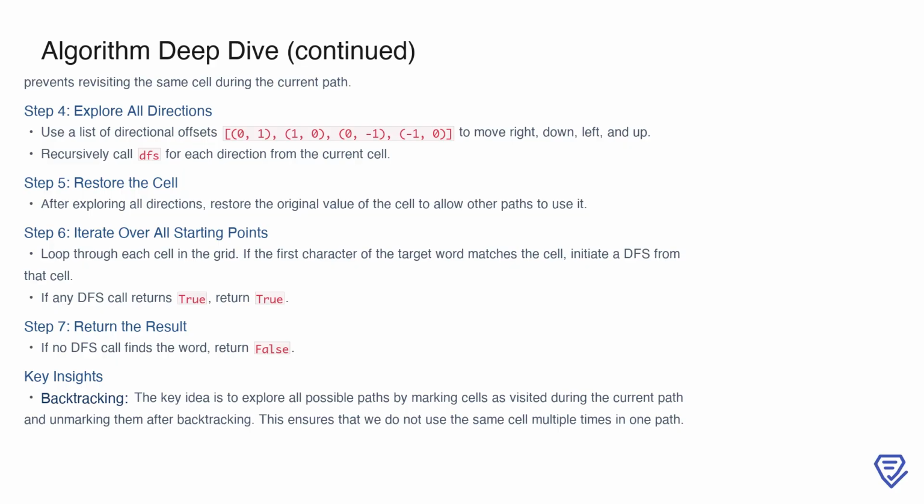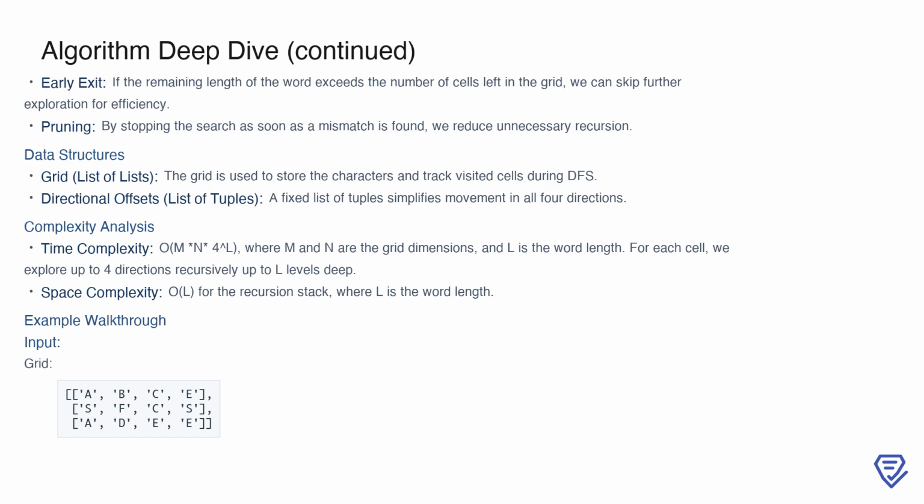This ensures we explore all possible combinations efficiently. Another important optimization is early exit. If the remaining length of the word exceeds the number of unvisited cells left in the grid, we can skip further exploration for efficiency. Additionally, pruning the search as soon as a mismatch occurs helps reduce unnecessary recursion.